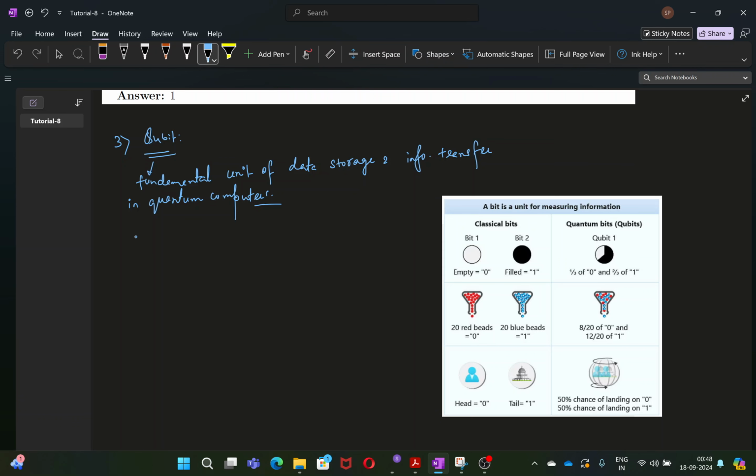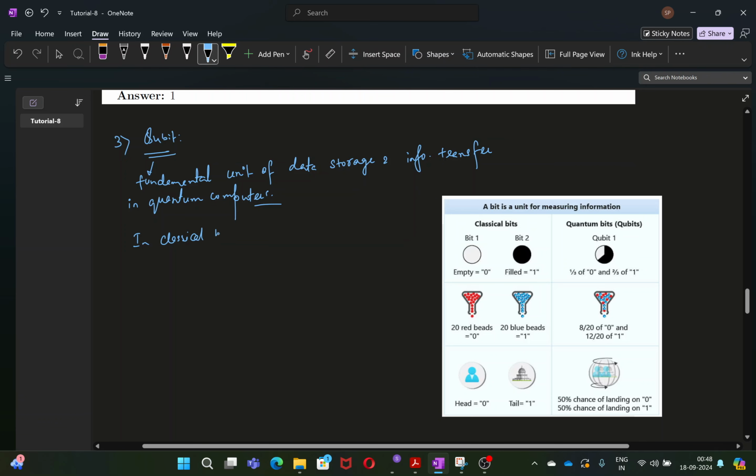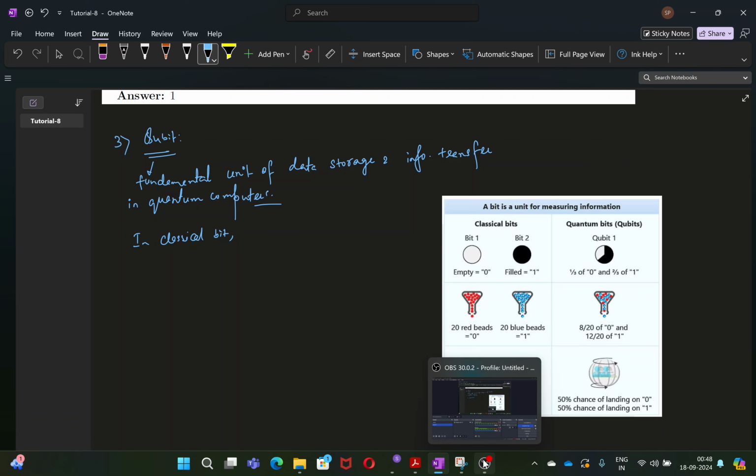So in a classical bit, the only problem was that it did not function in quantum mechanical manners. One second, so basically we are talking about qubits, right? Yeah, sorry, I mixed up certain points.